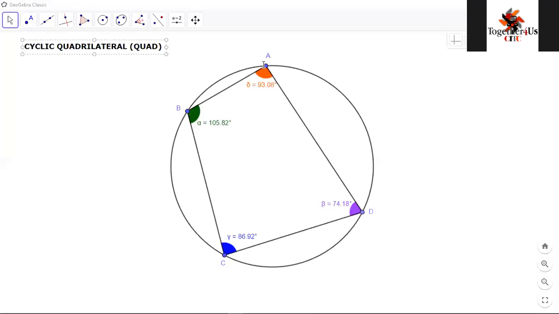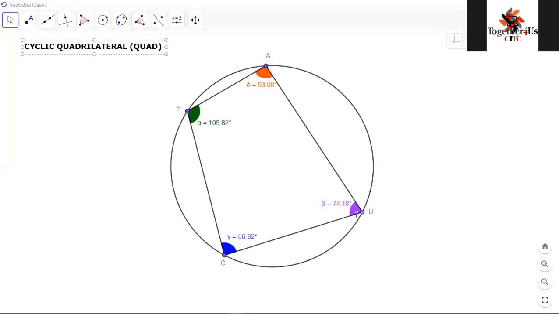There's point A right on the circumference of the circle, point B also on the circumference, point C on the circumference, and point D on the circumference. And what I've done, of course, when I set this up, I just drew a circle and drew these lines, and then drew the points, joined the lines, and measured the angles.